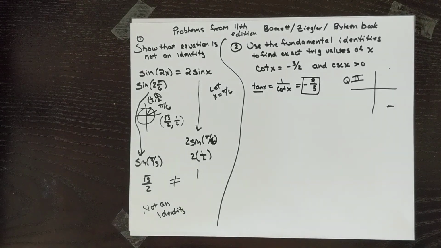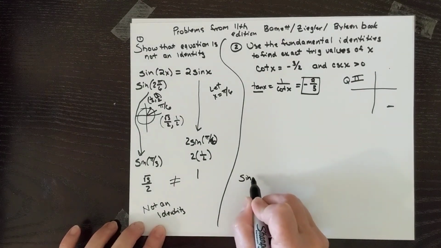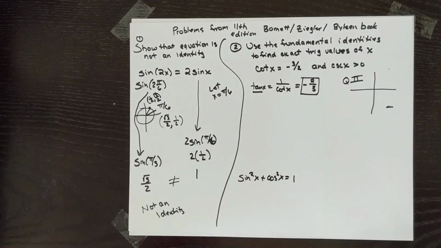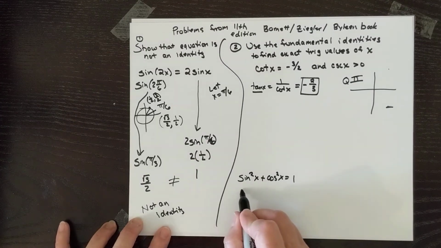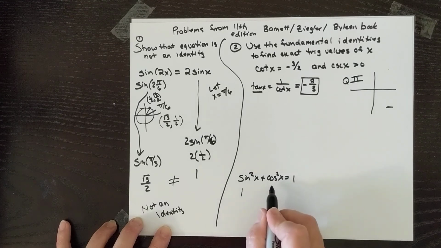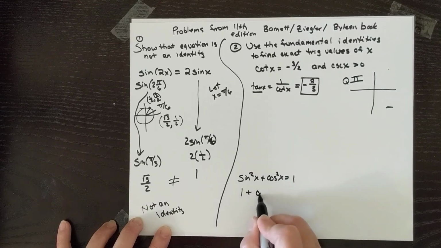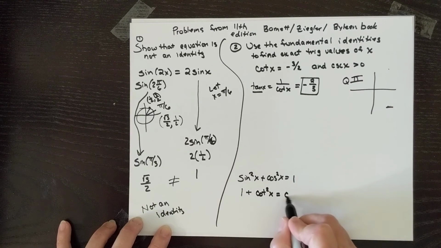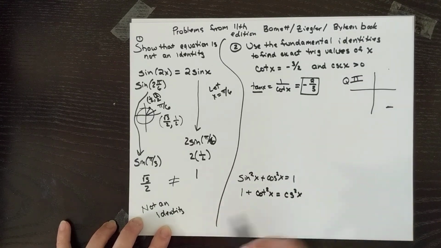Now let's see, can we think of some fundamental identity that involves the cotangent of x? And we can. Here's one that I memorized. The sine squared of x plus the cosine squared of x is 1. I can come up with some other Pythagorean identities by dividing both sides of this equation by sine squared of x. If I do that, I'll get sine squared of x divided by sine squared of x is 1. Cosine squared of x divided by sine squared of x is the cotangent squared of x. And 1 divided by the sine squared of x is the cosecant squared of x.